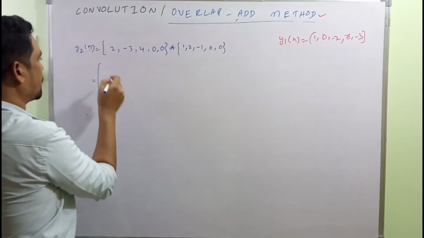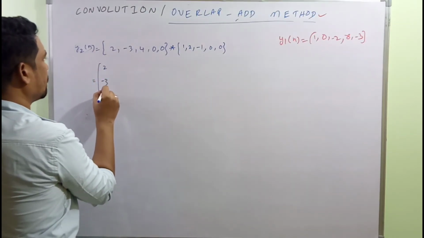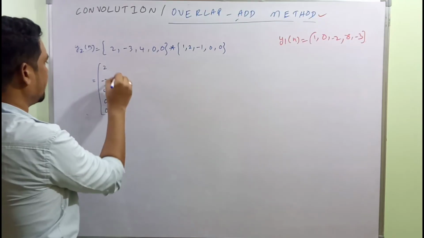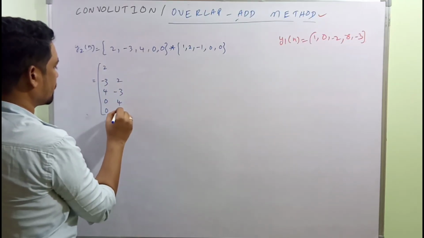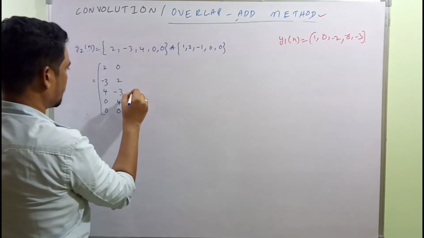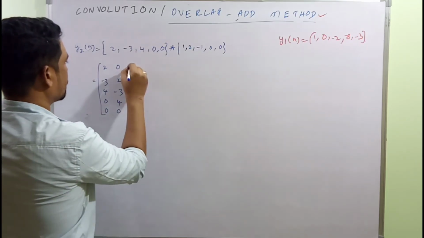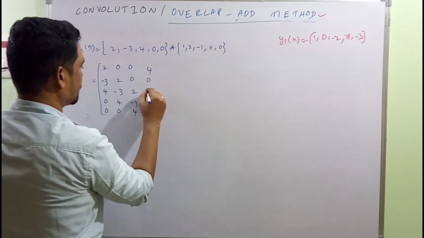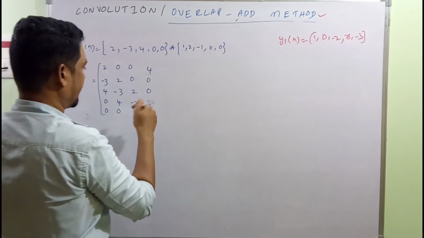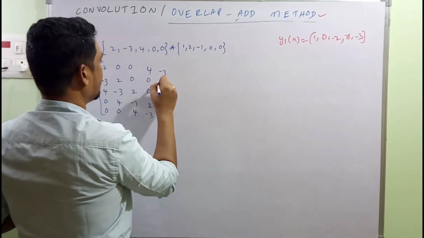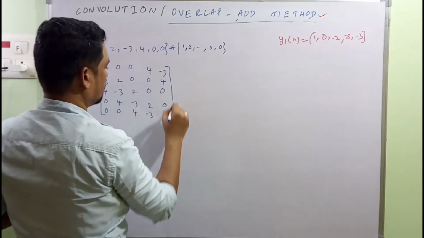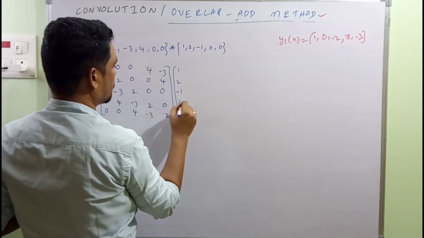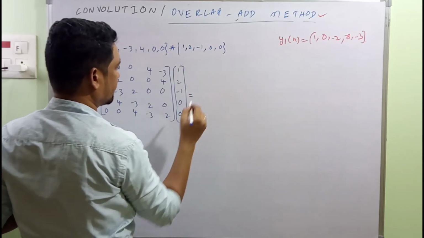How to evaluate that? For the same procedure, it's 2 minus 3 4 0 and 0, and in the second column the element starts from here, 2 minus 3 4 0 and 0, and for the third column it's 2 minus 3 4 0 and 0, and here comes 2 minus 3 4 0 and 0, and the last column in the matrix as far as this problem is concerned, 2 minus 3 4 0 and 0, and into this one it's 1 2 minus 1 0 and 0. Following the same procedure, we have the value here.